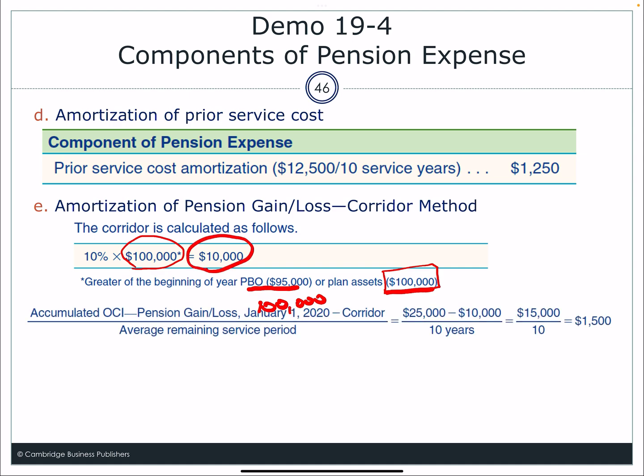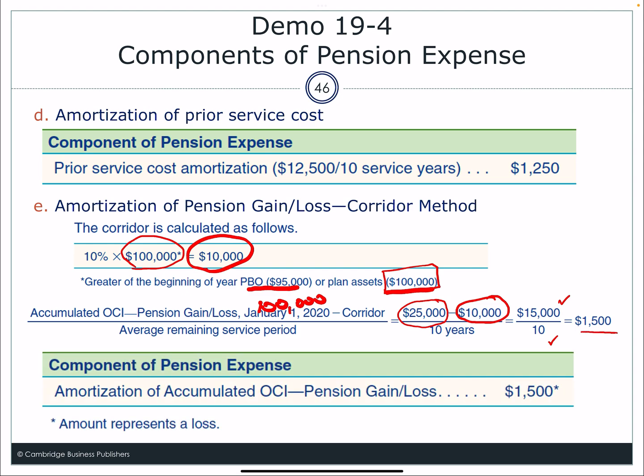So what do I do with that 10,000? I take the total that was given to me on the previous page, that accumulated OCI, gains and losses from all of the changes our actuaries have made. I subtract the corridor, and I come up with 15,000, and I can amortize that over the remaining service period, which is given to us as well. So that means I've got to go ahead and pull 1,500 out of OCI and put it into pension expense.